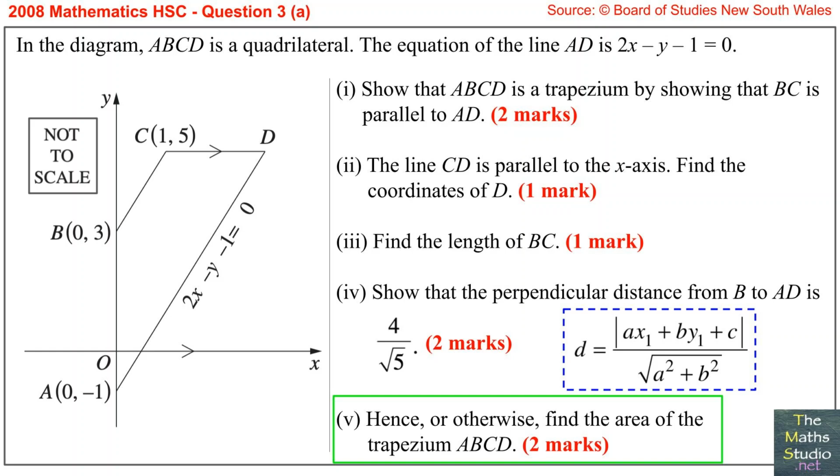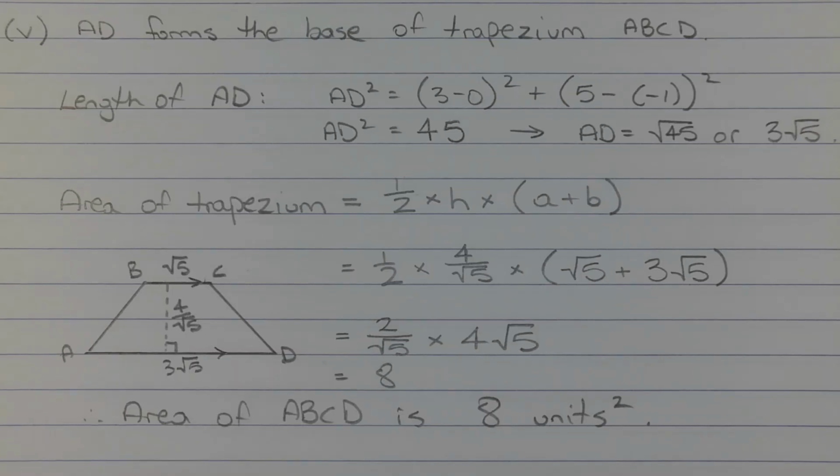Part 5. Hence or otherwise, find the area of trapezium ABCD. To find the area of a trapezium, we need the lengths of the two parallel sides and the perpendicular distance between them. Now in trapezium ABCD, the two parallel sides are BC and AD. Now we know the length of BC, which we found earlier, and that's √5 units. We also know the perpendicular distance from point B to AD, which represents the distance between the two parallel sides here, and that's 4 over √5 units.